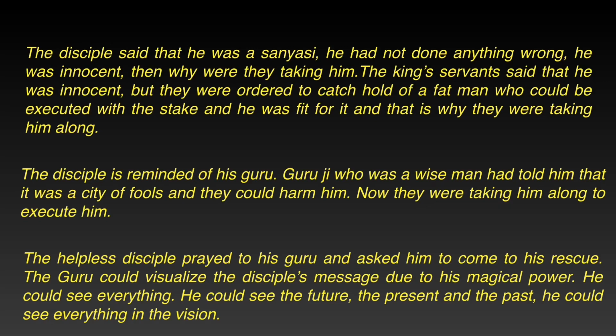Guruji, who was a wise man, had told him that it was a city of fools and they could harm him. Now they were taking him along to execute him. The helpless disciple prayed to his guru and asked him to come to his rescue. The guru could visualize the disciple's message due to his magical power. He could see everything. He could see the future, the present and the past. He could see everything in the vision.